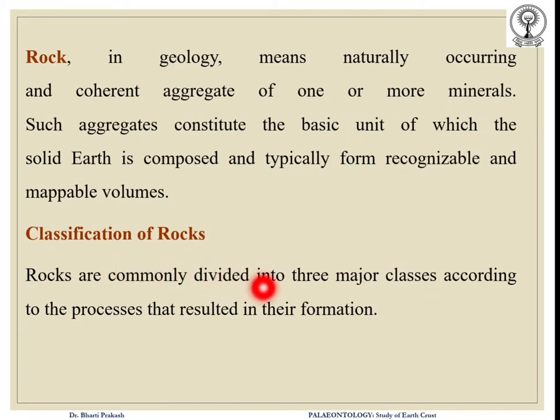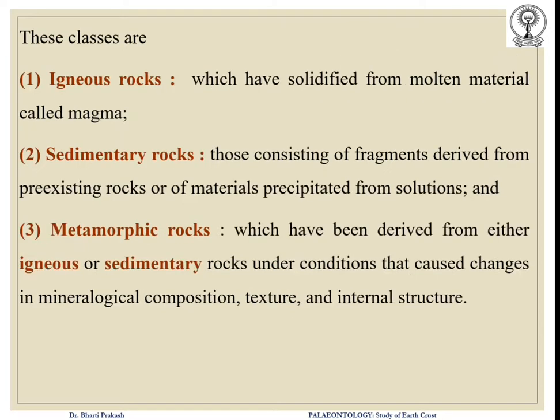Rocks are commonly divided into three major classes according to the processes that resulted in their formation. These three classes are igneous rocks, sedimentary rocks, and metamorphic rocks. The igneous rocks are solidified from molten material called magma. The sedimentary rocks consist of fragments derived from pre-existing rocks or materials precipitated from solutions. And the third, metamorphic rocks, have been derived from either igneous rocks or sedimentary rocks under conditions that cause changes in mineralogical composition, texture and internal structure.